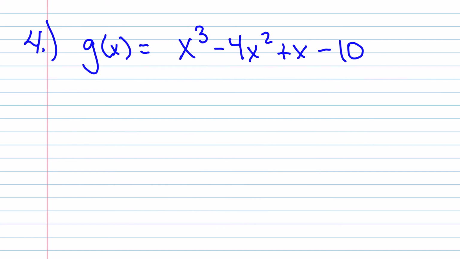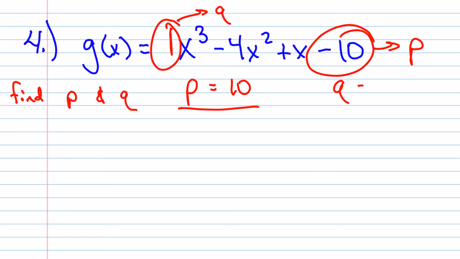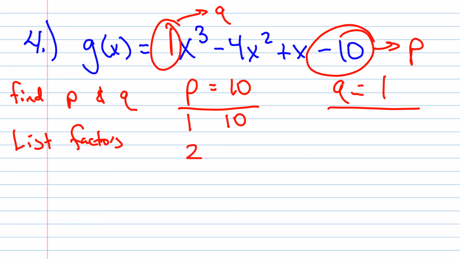Alright, so number 4, we have g of x equals x cubed minus 4x squared plus x minus 10. Now remember, we first have to find p and q. P is our last number, q is the first number, so technically there's a 1 there, so that's our q. So I have p is 10, q is 1. So then I have to list the factors. How do I get 10? Well, 1 and 10, and 2 and 5.